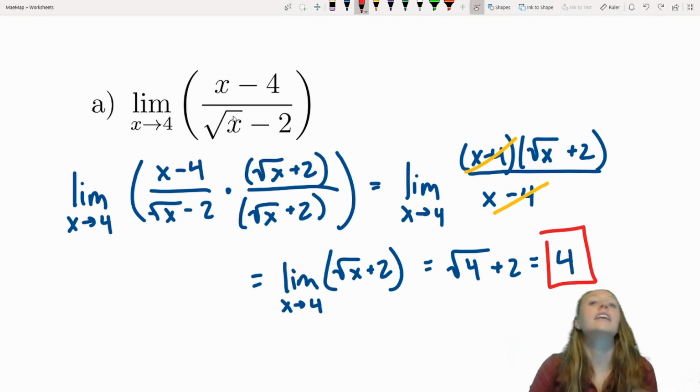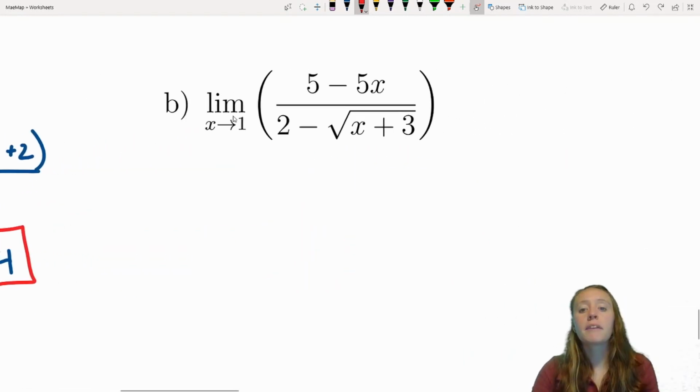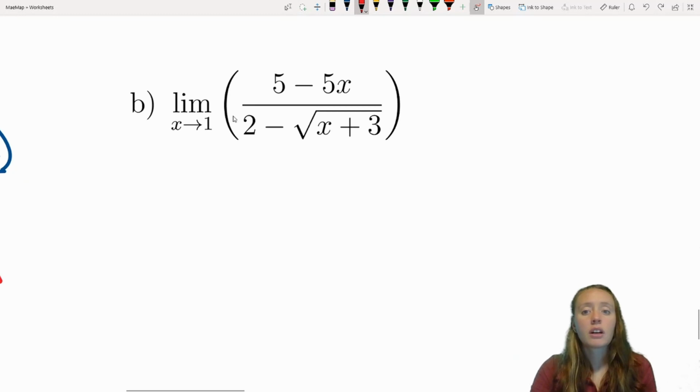So this limit that we first couldn't deal with because we couldn't plug 4 in, we actually got an answer. And in all of these cases where our denominator cancels out, our graph will have a hole. Our function is undefined, but the limit still exists. For part B, we see that square root. If we tried to plug in 1, we'd get 2 minus the square root of 4, which would definitely give us 0. So let's multiply by that conjugate.